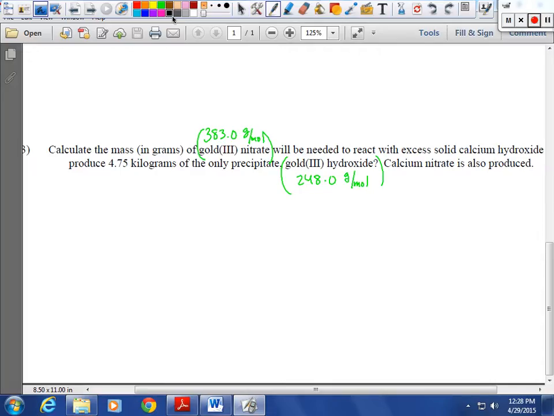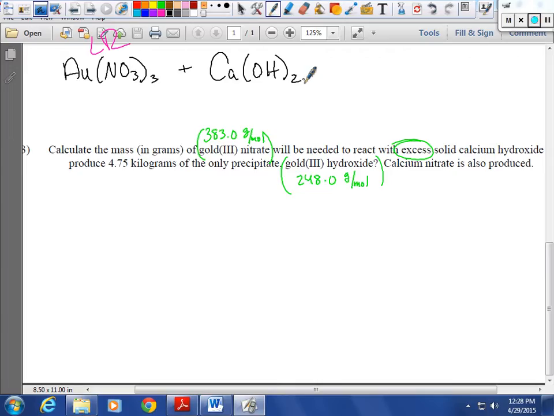What is the symbol for gold? All right, so Au(NO3)3 will be needed to react with excess. Aren't you excited about that word right there? Yes, no limiting reactant. All right, that automatically tells me that gold-3 nitrate is my LR. Needed to react in excess with calcium hydroxide, so Ca(OH)2. Now, what type of reaction? Double replacement.